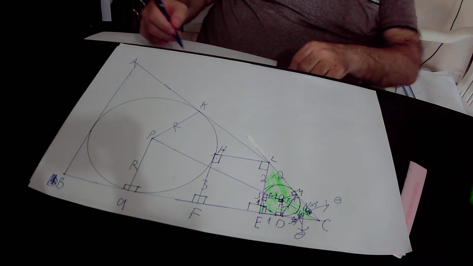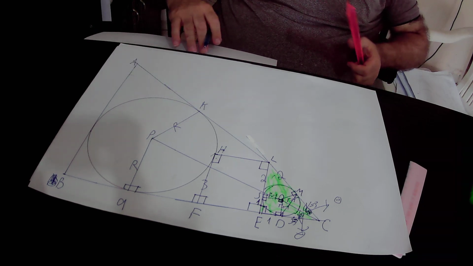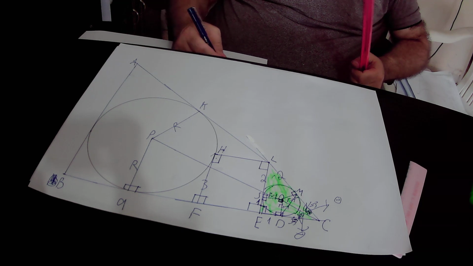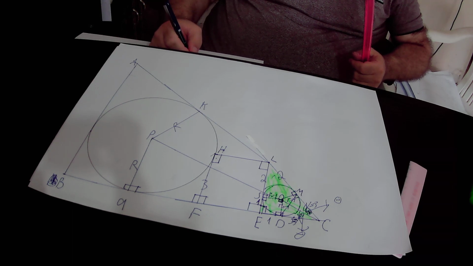Okay, so why can those two triangles go into each other? First of all, PK equals PQ, because they are the radii of the circle, therefore they are equal to each other. So PK equals PQ. They are both equal to R.